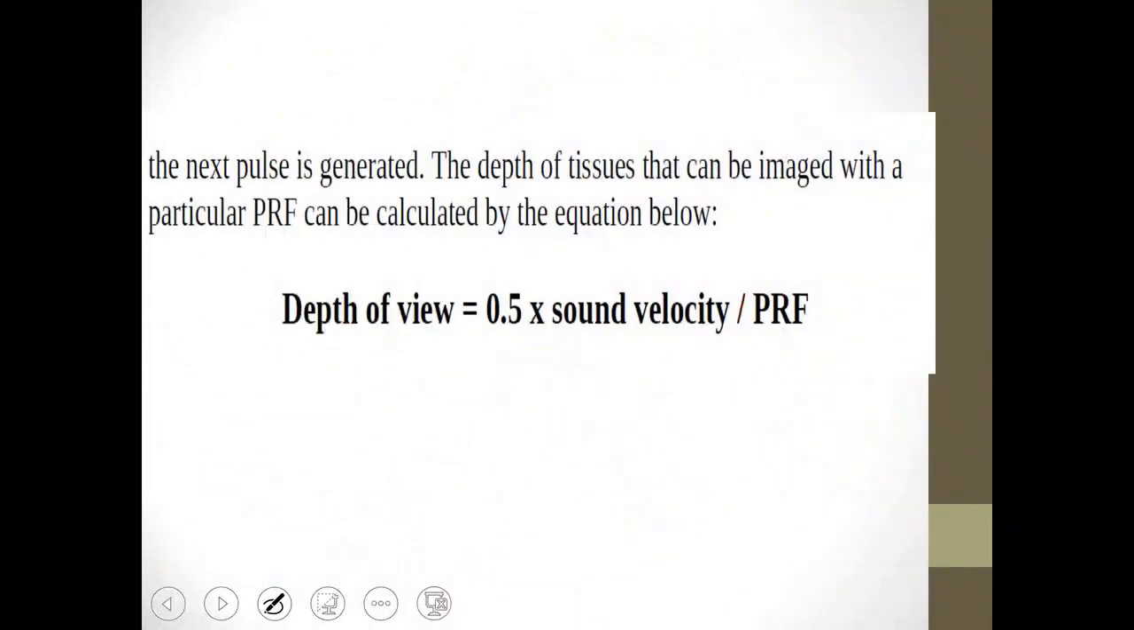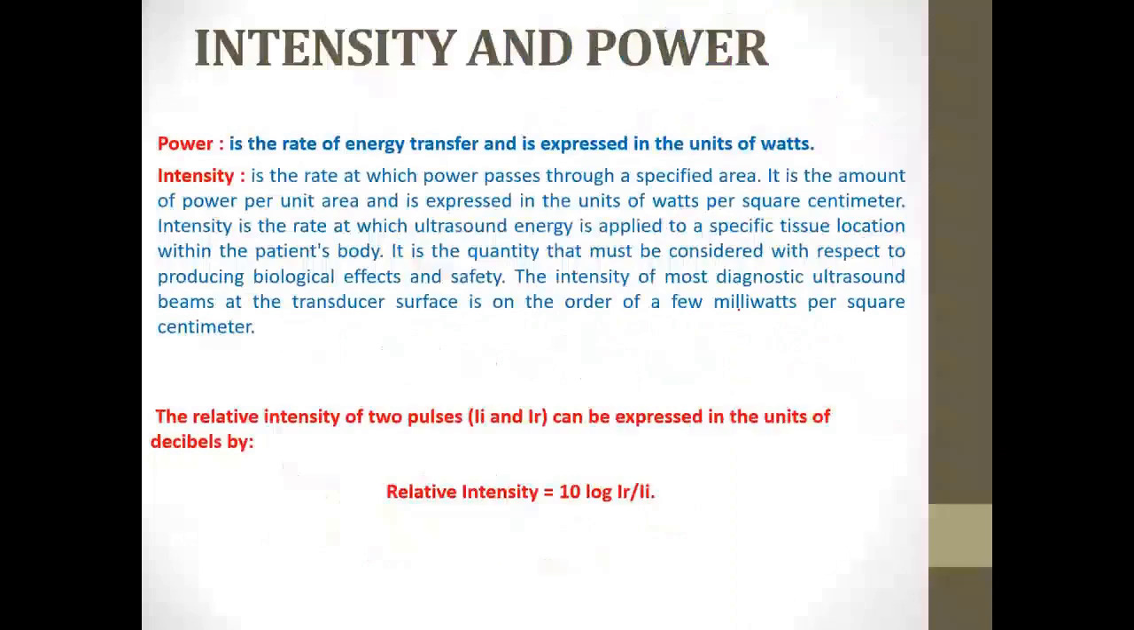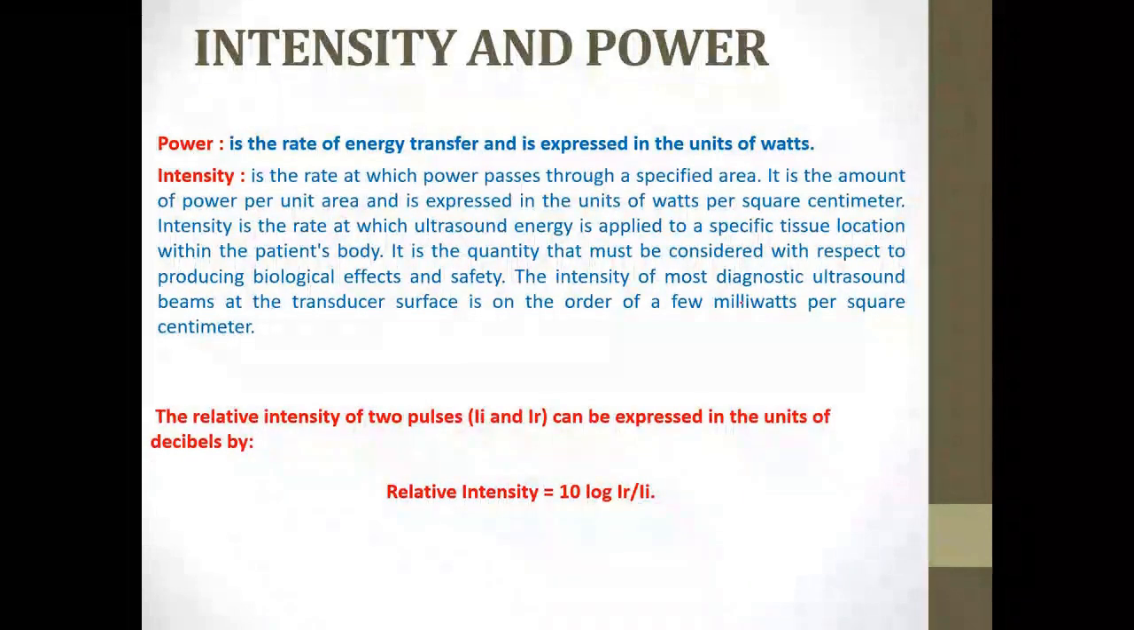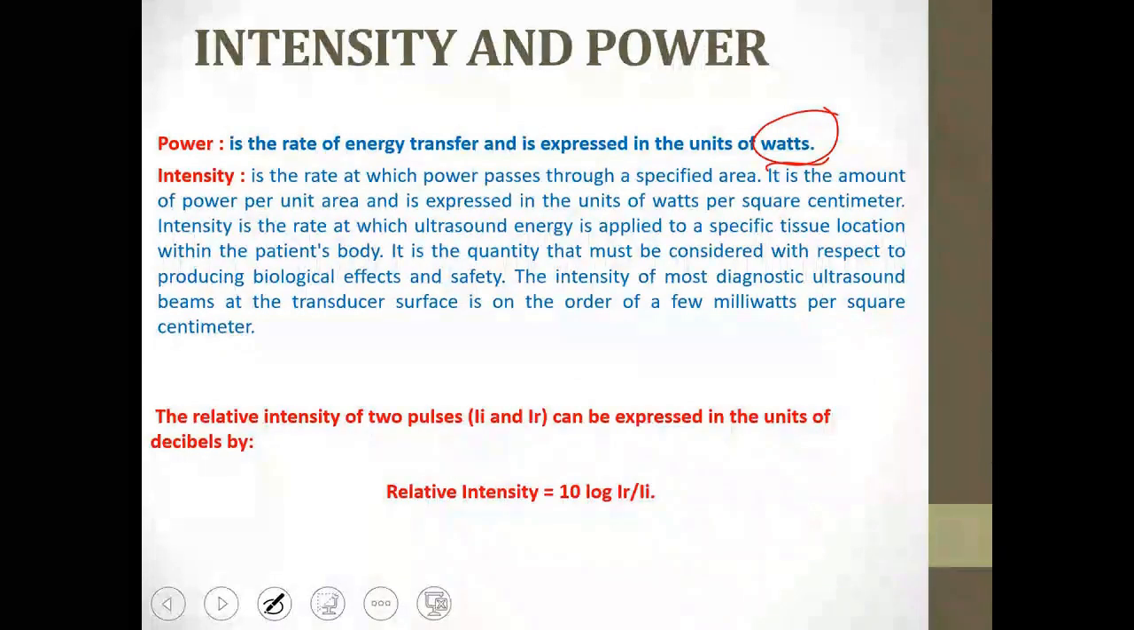But he wants to link it to the machine parameters. The machine will set the pulse rate. Those are the parameters you'll have, something called power and something called intensity. He told you that the ultrasound pulse entering the patient is a form of energy transfer. The rate of energy transfer is the power, and its unit is watts. The rate of energy transfer per unit area, watts per square centimeter, is the intensity.